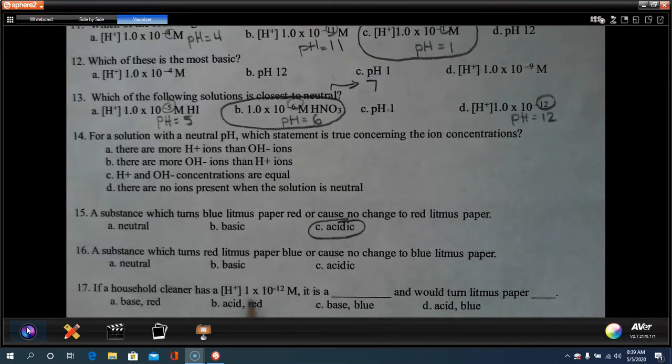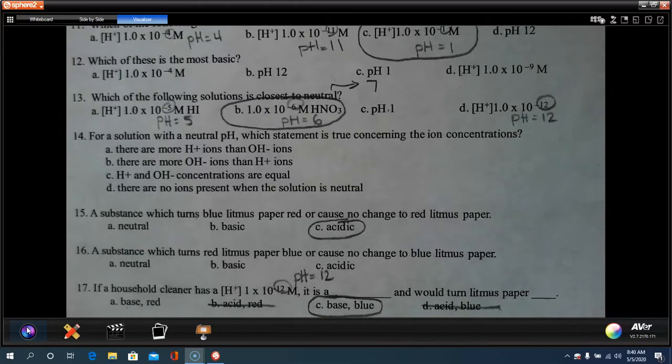Okay, last one, number 17. A household cleaner has a hydrogen ion concentration of 10 to the minus 12 molar. Is it a base, acid? I'm not really sure. Let's see. So 12 would be a pH of 12. So we know this is a base, so that's not an answer, and that's not an answer. So it's a base, so what would it do to litmus paper? Bases go blue.